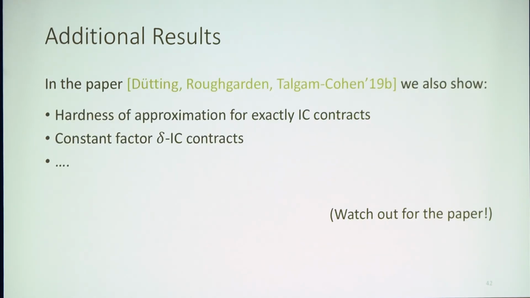Okay, of course, there are many other questions that you could ask. For example, what if there's a non-constant number of actions? We show several results in this working paper. For example, that it's hard to find approximately optimal exactly IC contracts for any constant. We also showed that you can get constant factor delta IC contracts, and various other results. But there are also many interesting questions left open. So I encourage you to watch out for this paper.